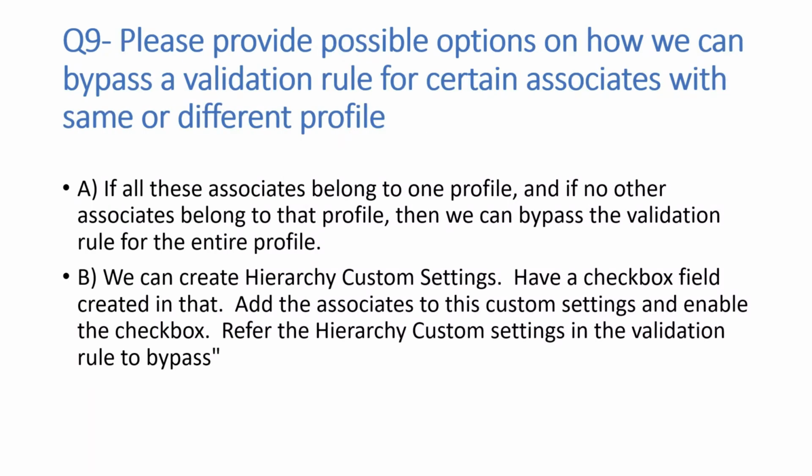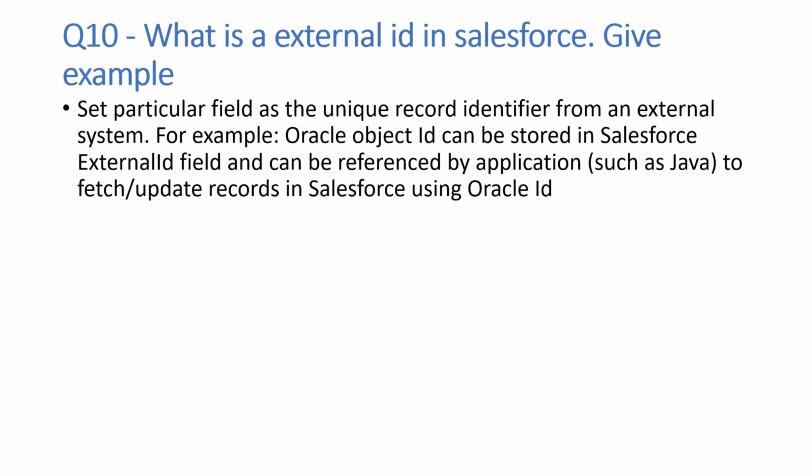9. Please provide possible options on how we can bypass a validation rule for certain associates with same or different profile. One way, if all these associates belong to one profile and if no other associates belong to that profile, then we can bypass the validation rule for the entire profile. Other way, we can create hierarchy custom settings. We can have a checkbox field created in that and add the associate to this custom settings and enable the checkbox. And we can refer the hierarchy custom settings in the validation rule to bypass.